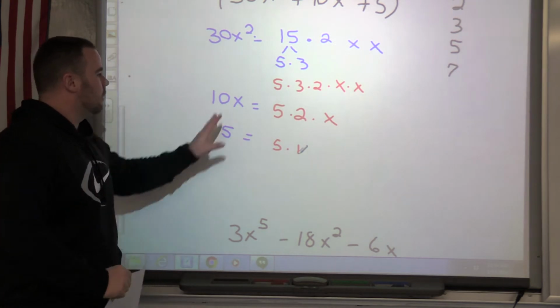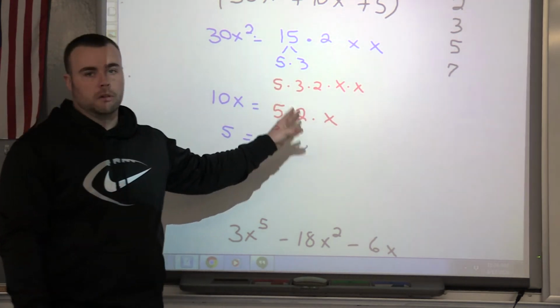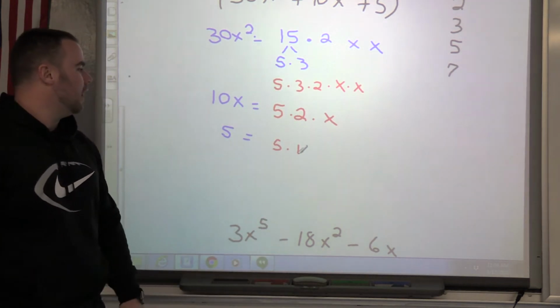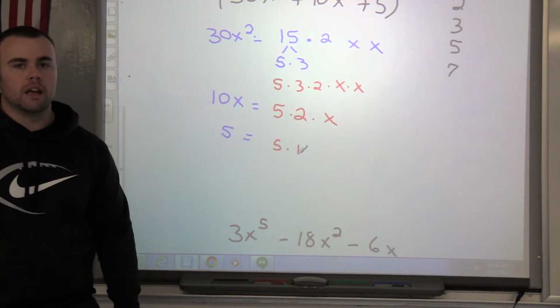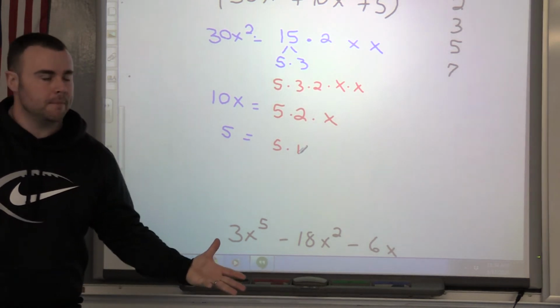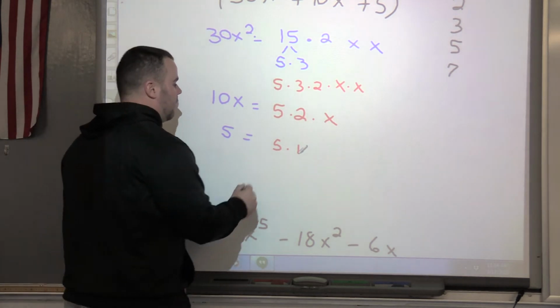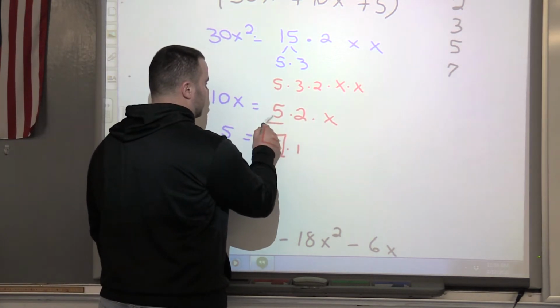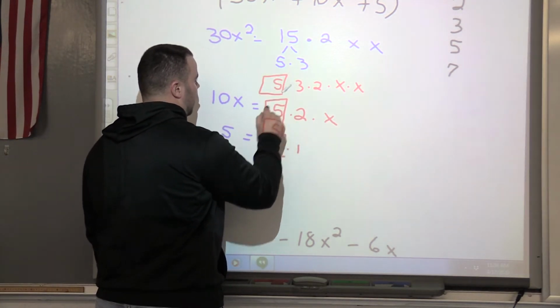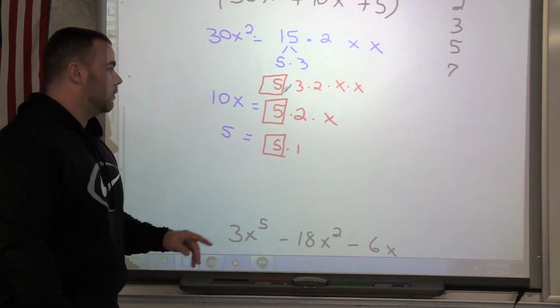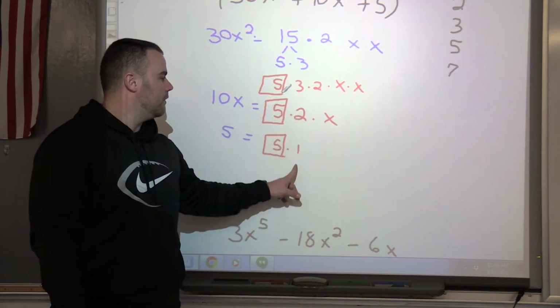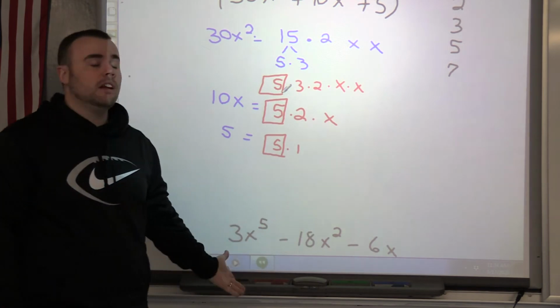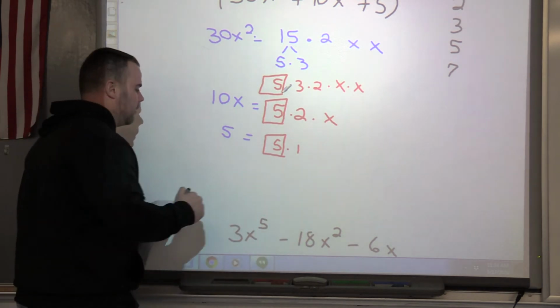All right, now I've got these three lines of red. That's where I've broken them down into prime factors. I have to see what they all have in common. What do they all have the same? The first thing I see is they all have a 5. They don't all have a 3. They don't all have a 2. They don't all have an x. So what I've just done, I factored it. I figured out what the common prime factor is.